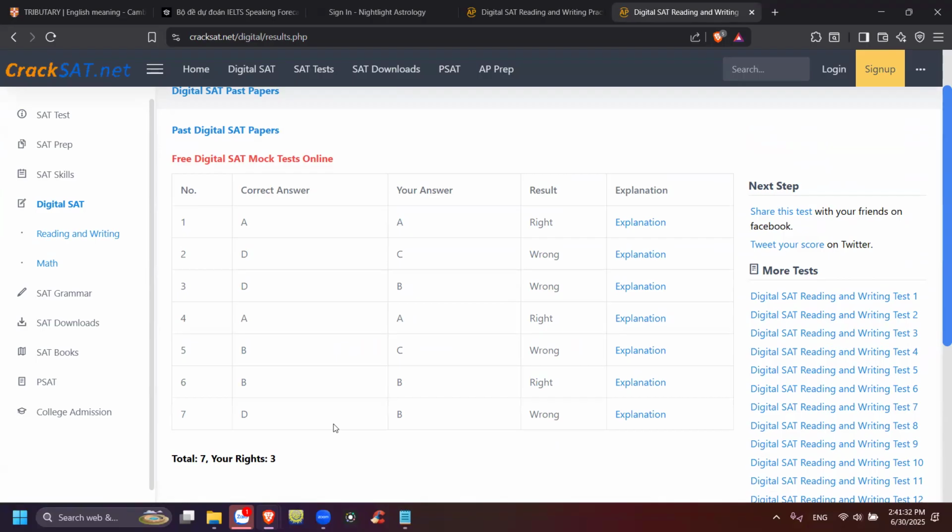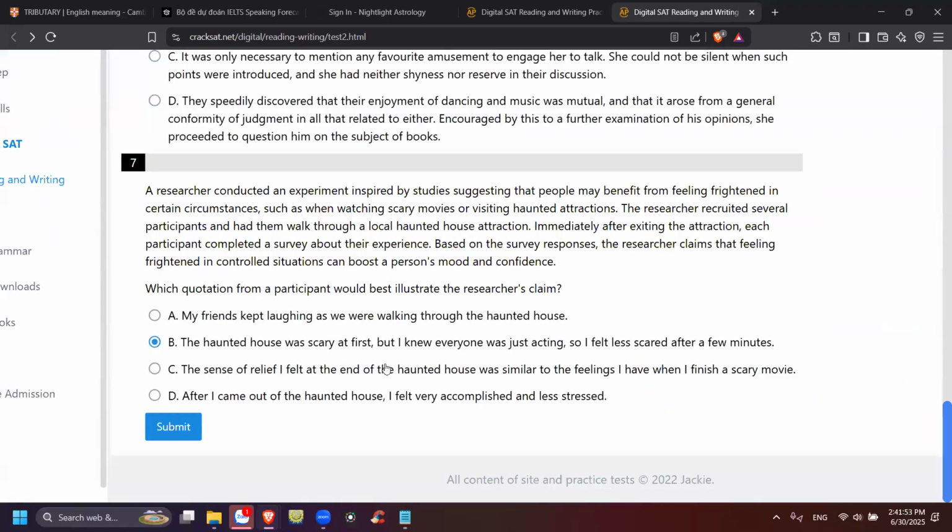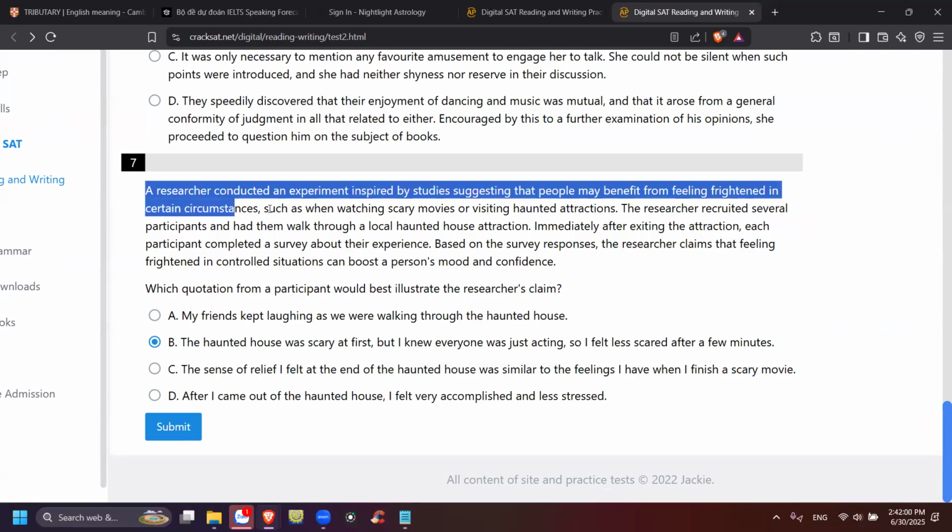So you see, it's getting harder right now. So question number two is, can you write down... 3D, 5B, 7D. Oh, so the answer after I came out is right. Let's read the whole thing.